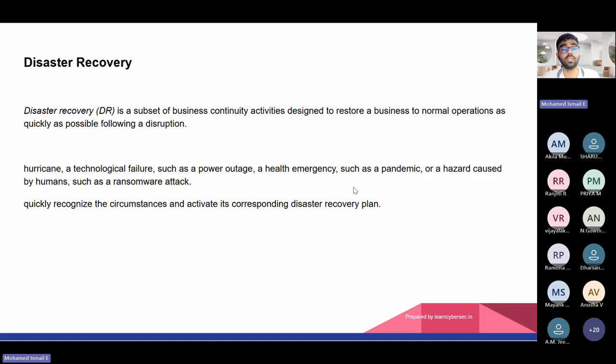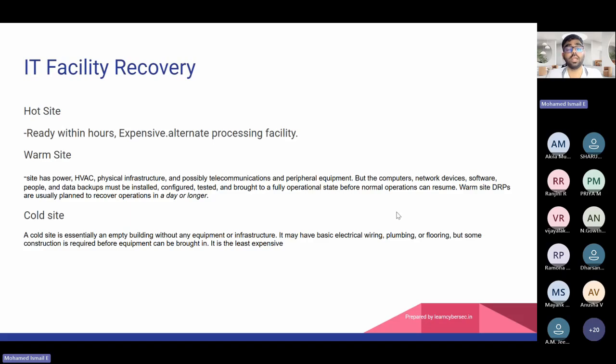So primarily, disaster recovery talks about IT systems: how to recover the web server, how to recover computers, how to recover if the factory is using smart equipment connected to IoT and OT devices. So for IT facility recovery, we have primarily three sites: hot site, warm site, and cold site. As a security professional, you must be aware of what a hot site, a warm site, and a cold site are.